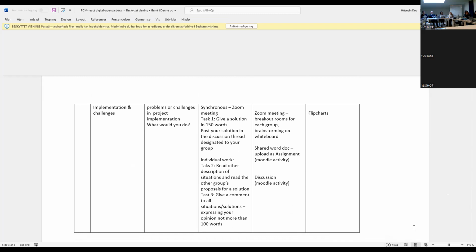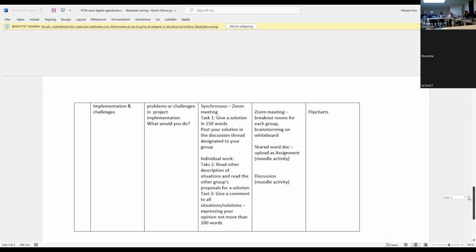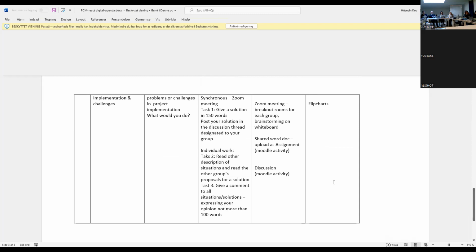So we have 4 threads of discussion if we have 4 problems or 4 situations. Then the second task is that individually they need to go to the other 3 discussions, read what the problem is and what the solution is that the original team gave, and write down their own opinions on that, what the situation and the solution should be, and also comment on others. So we try to use online tools as much as possible.